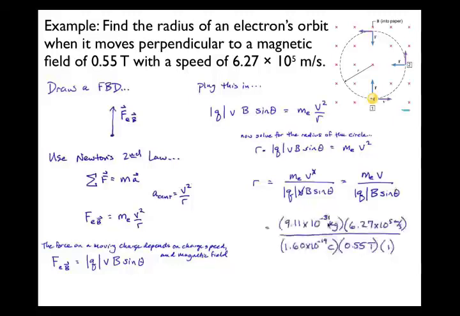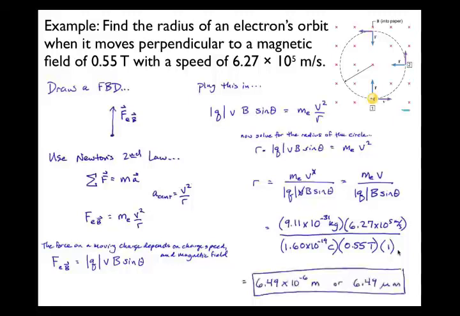All right, so then I'm plugging numbers in. The mass of an electron can be Googled: 9.11 times 10 to the minus 31 kilograms. The speed of the particles, we're told, is 6.27 times 10 to the 5th meters per second. The charge of an electron can also be Googled. That's 1.6 times 10 to the negative 19 coulombs. The strength of the magnetic field in this situation is 0.55 teslas. And the angle, again, is 90 degrees between the velocity vector and the magnetic field vector, so the sine of theta is 1. And if you crank all that out, and I did the calculation right, it turns out to be 6.49 times 10 to the minus 6 meters, or 6.49 micrometers.